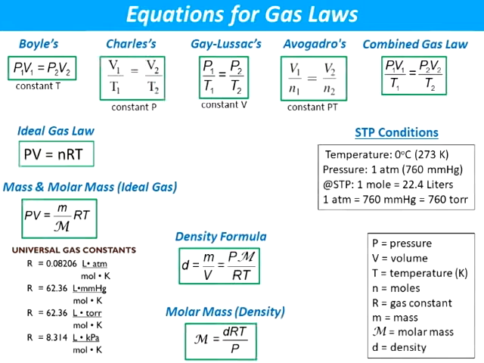We also note in this one standard conditions. Temperature is 0 °C, but we always report temperature in Kelvin, K. Standard pressure is 1 atmosphere or 760 millimeters of mercury. At STP, it is important to note that 1 mole equals 22.4 liters. We have a conversion of 1 atmosphere to 760 millimeters of mercury or 760 torr.